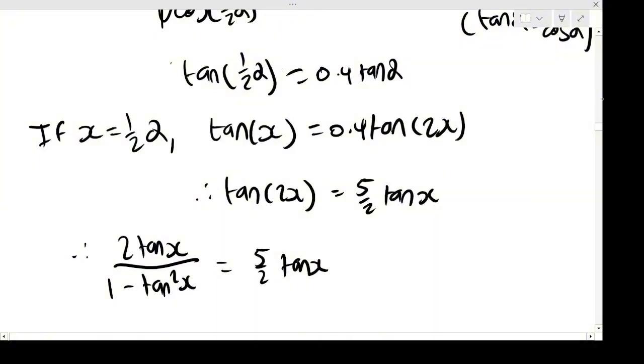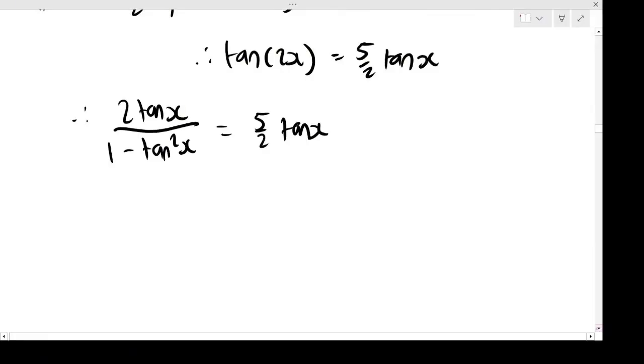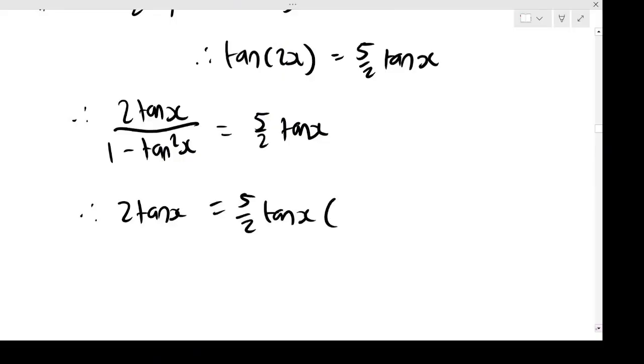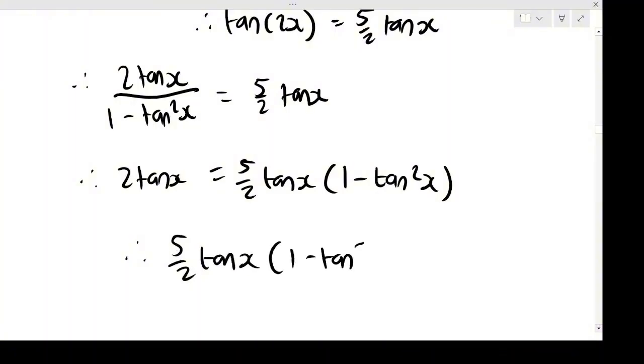So at that point, we need to solve for tan, really. The first thing I can do is multiply both sides by 1 minus tan squared. So 2 tan x is going to be 5 over 2 tan x lots of 1 minus tan squared x. Let me write that a bit neater. And actually, I don't need to expand this because I can just factor a tan x out. If I move the 2 tan x to the other side, I get 5 over 2 tan x of 1 minus tan squared x minus 2 tan x to be 0.